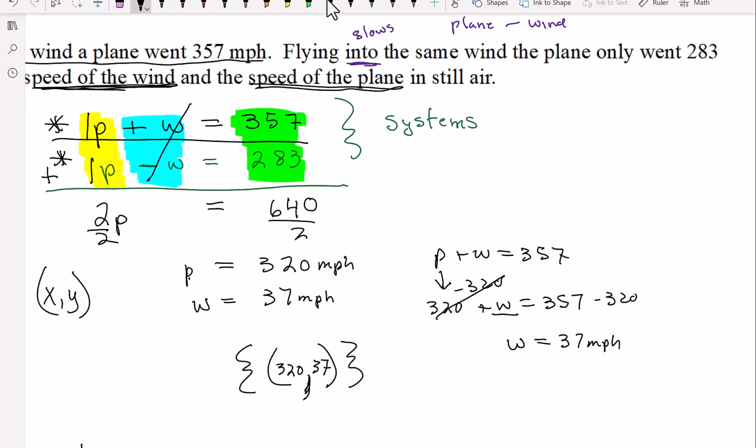And then, by the way, if there's one solution, this is called a consistent system and independent, meaning you have one line going one way, one line going the other way. Those two lines are not dependent on each other, so independent, and consistent because there is one solution. All right, that's it for this one.